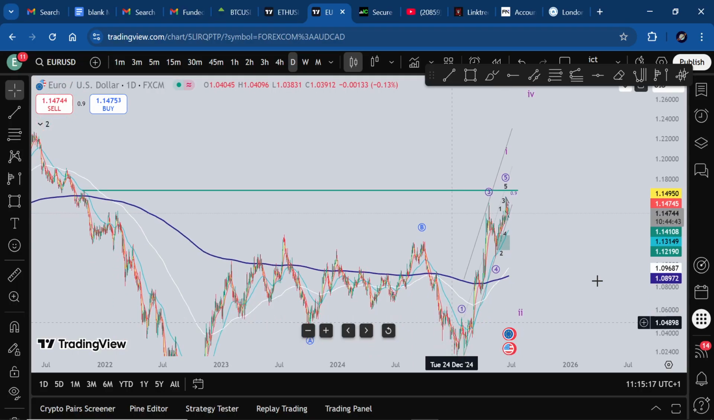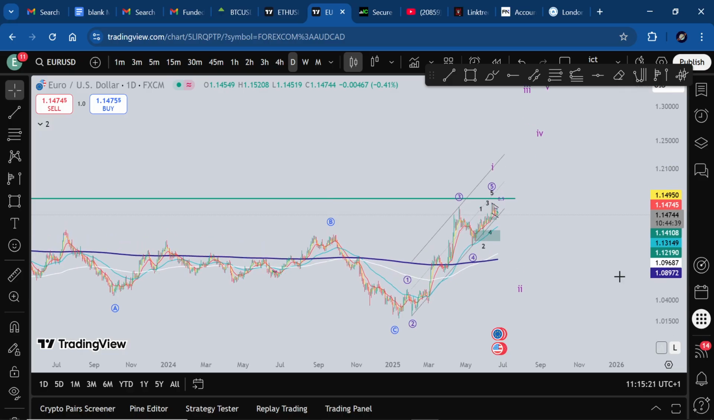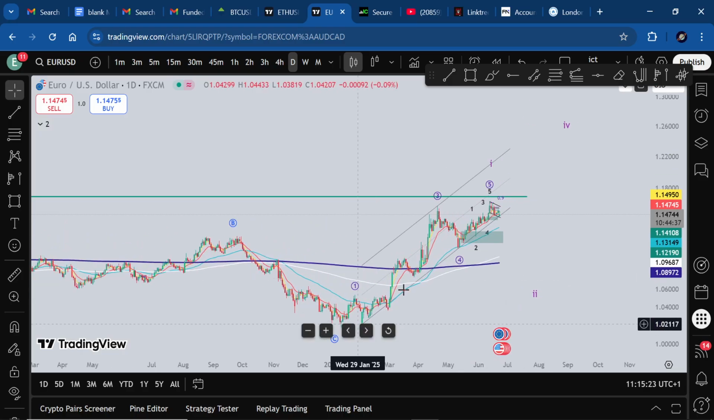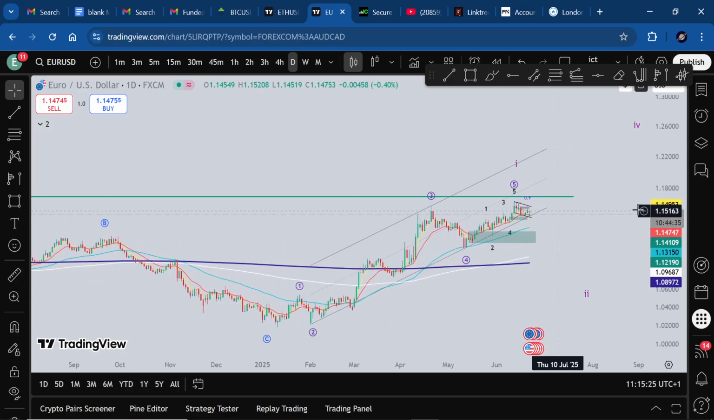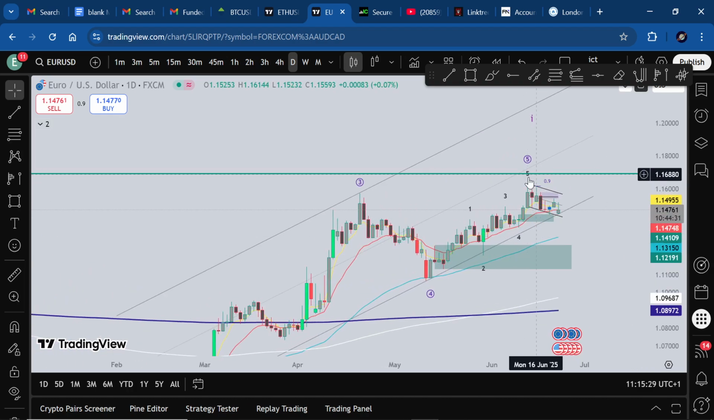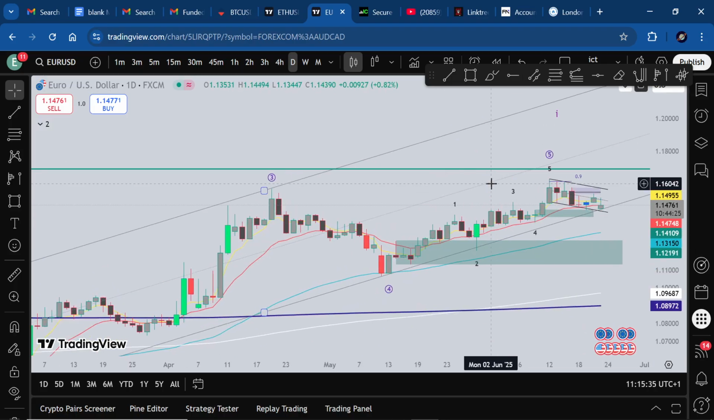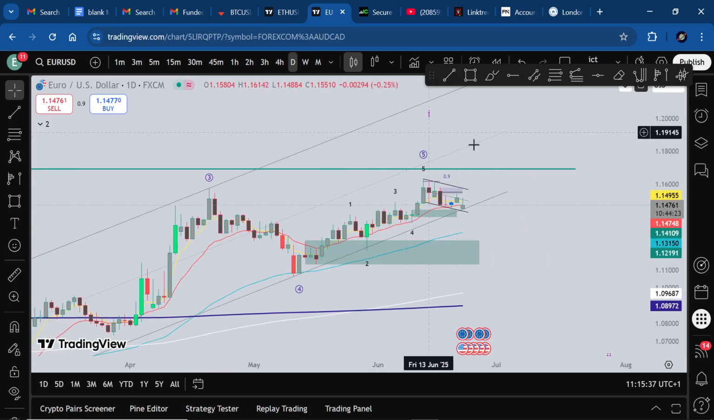Right, on the daily, from the second wave to the fourth wave, we've got this channel. From the second wave to the fourth wave to the third wave, which helps us to anticipate where the fifth wave should end. Usually it's at this line or above it, even as high as the top here. We haven't done that yet.